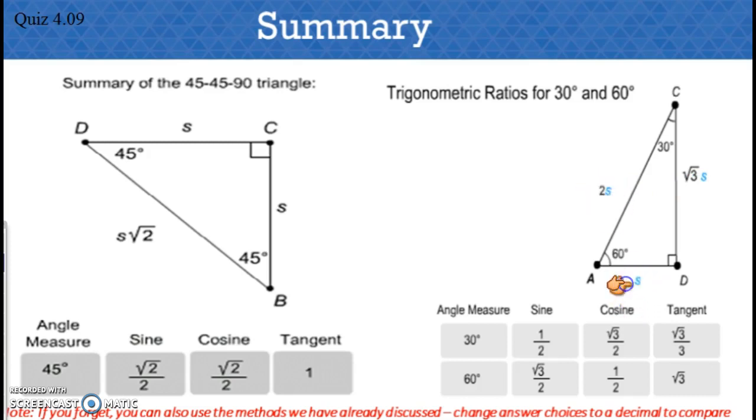So if I told you this length here was 6, this would be 2 times 6, or 12. This would be 6 times the square root of 3. So some of the questions are going to ask you to find the sides.